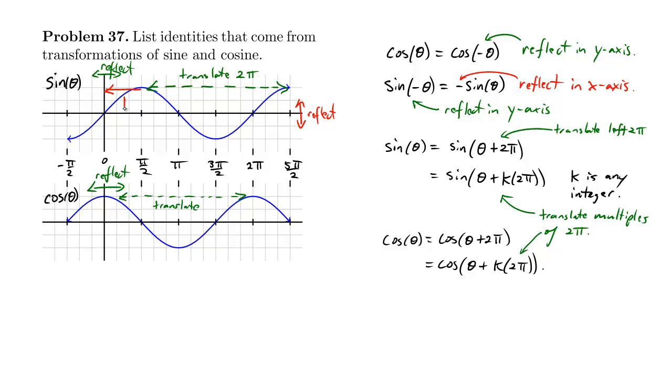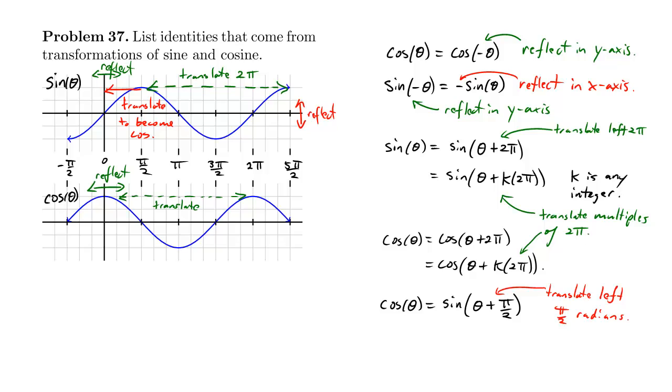shift. For instance, if we move sine to the left by pi by 2, we get to cosine. So cos of theta is sine of theta plus pi by 2. We are adding here to shift the graph to the left. This can also be done in reverse. If we move cosine to the right by pi by 2, then we get to sine. So sine of theta is cos of theta minus pi by 2.